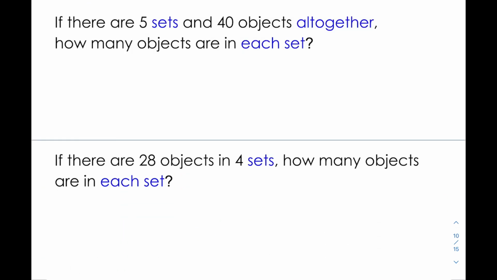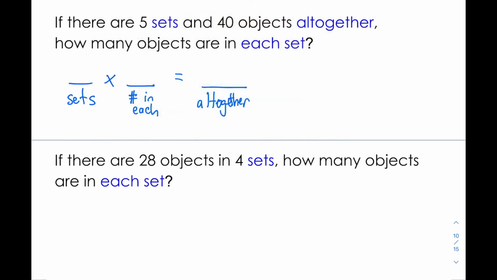Now let's try it without a table. We have 40 objects altogether. So we can do something like this. Sets. Here we can have number. This hashtag sign means number in each. And then we can have all together. So remember, number of sets times number in each will give us an answer for all together.